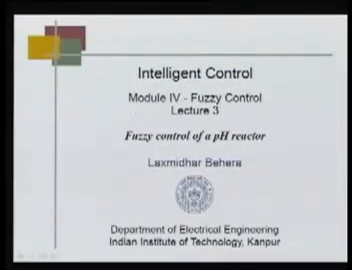Fuzzy control of a pH reactor. This will be today's topic in this module 4 on fuzzy control.